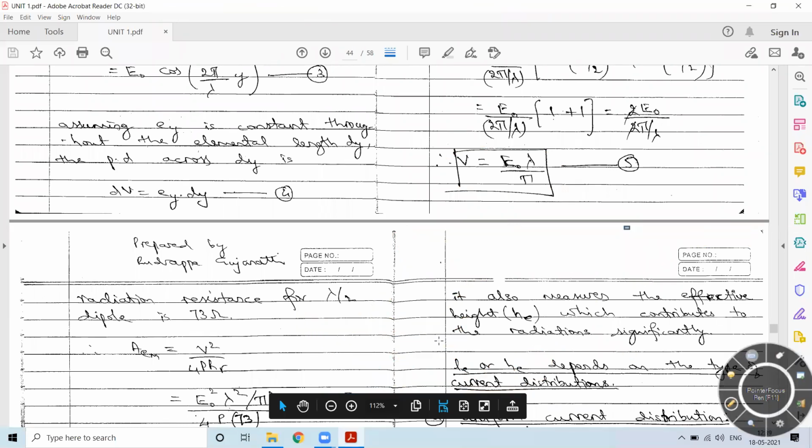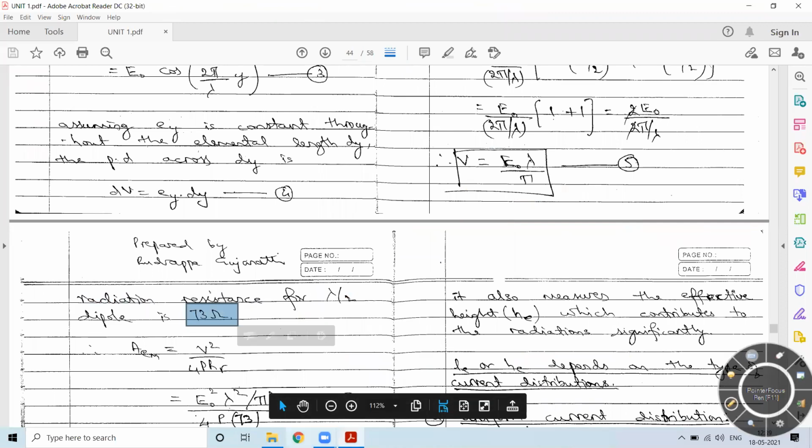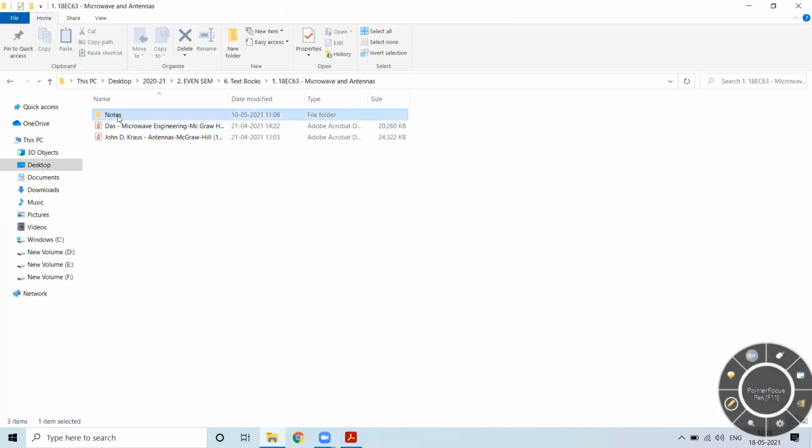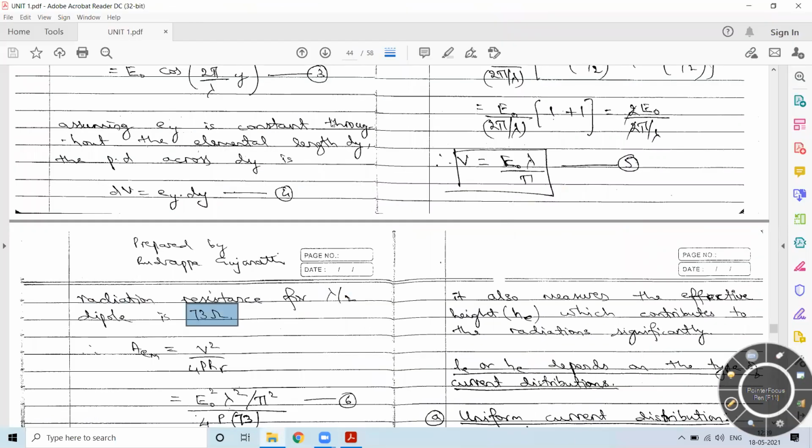Now these are the parameters I'll be substituting. And for the time being, you just remember that the radiation resistance of a lambda by 2 dipole is 73 ohms. Now if you want to know how this parameter comes about, I'll show you.